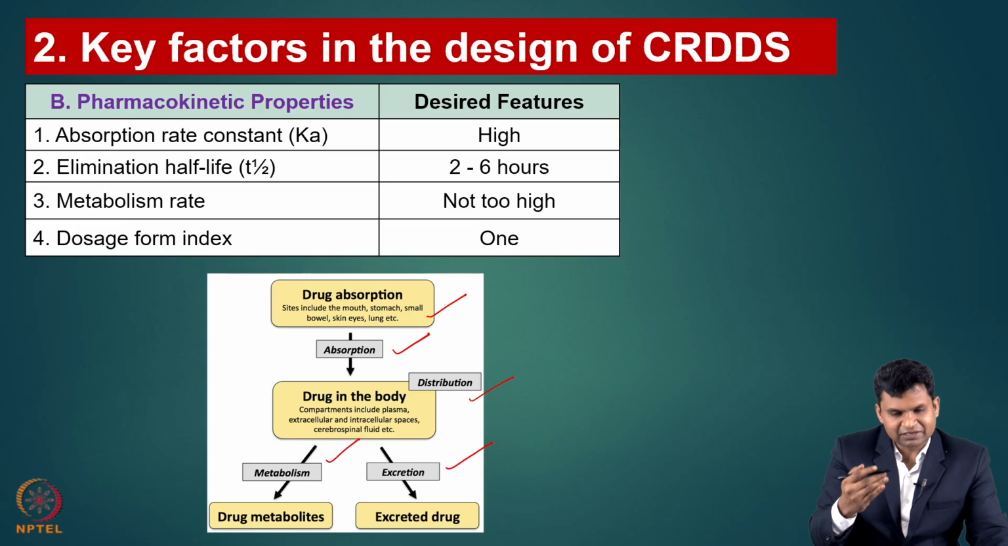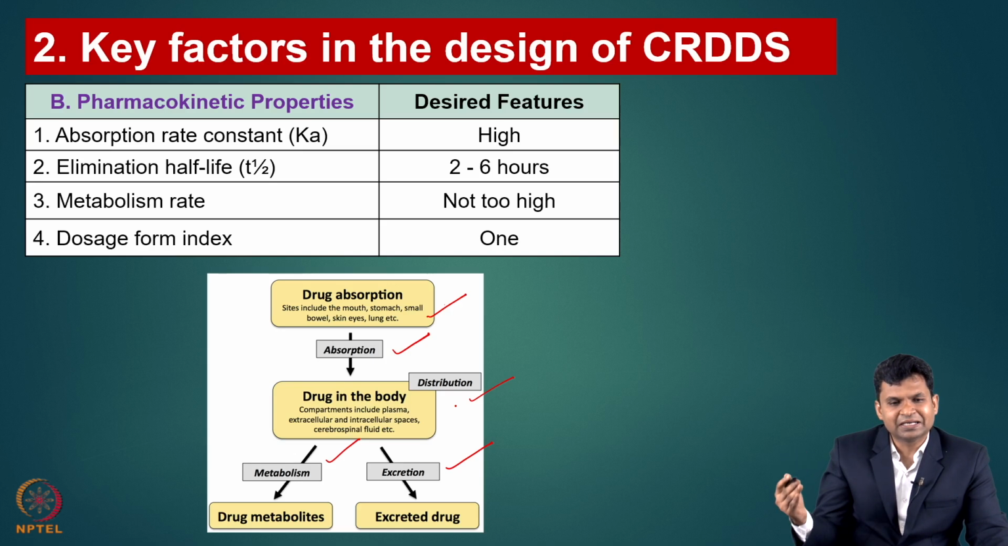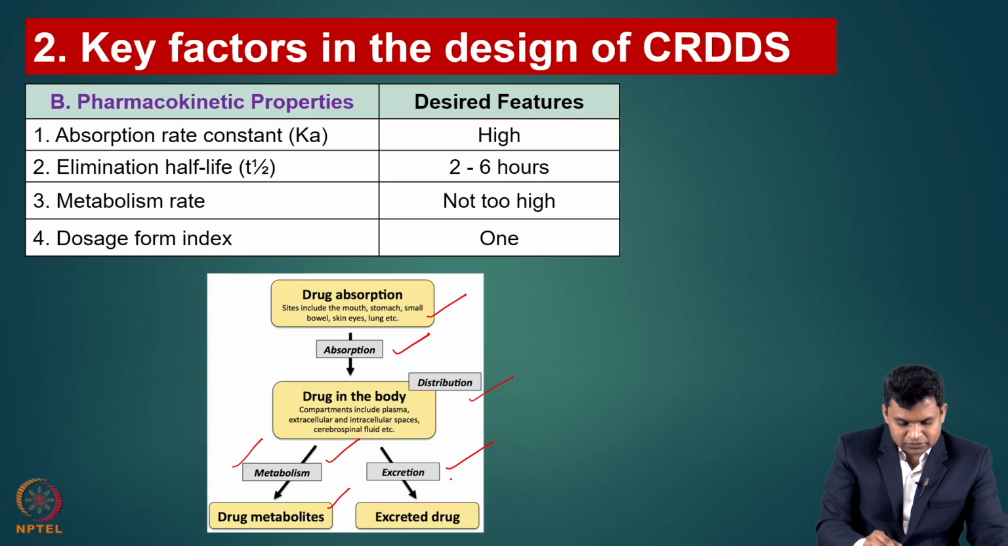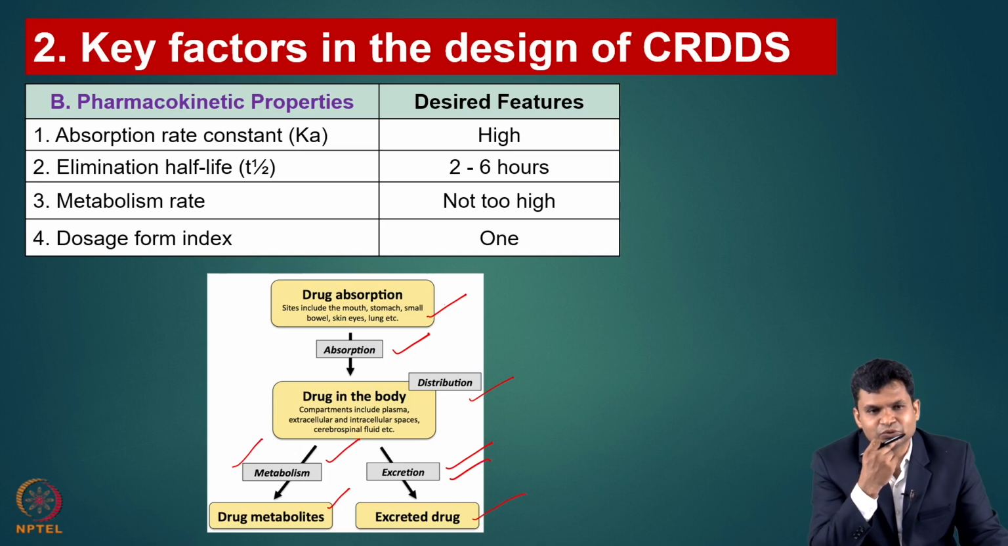Then the drug will enter into the blood and distribute throughout the body, which is called distribution. Here we have a lot of compartments, which are plasma, extracellular and intracellular spaces, and other compartments. Further, after complete distribution and after certain time intervals, the drug will undergo metabolism and you will get the various drug metabolites, and then it will follow excretion, where the drug can be excreted. So, all these parameters we need to consider.